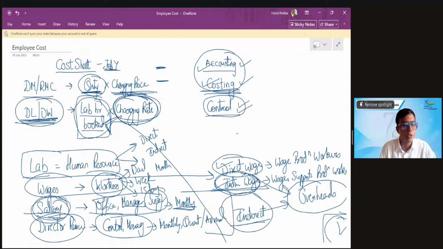So I hope students, you are understanding the difference between timekeeping and time booking, and how time booking is used for both charging, that is costing, and also for cost controlling. Clear? Understood? So we are studying all these three things parallelly with more thrust on the conceptual part.